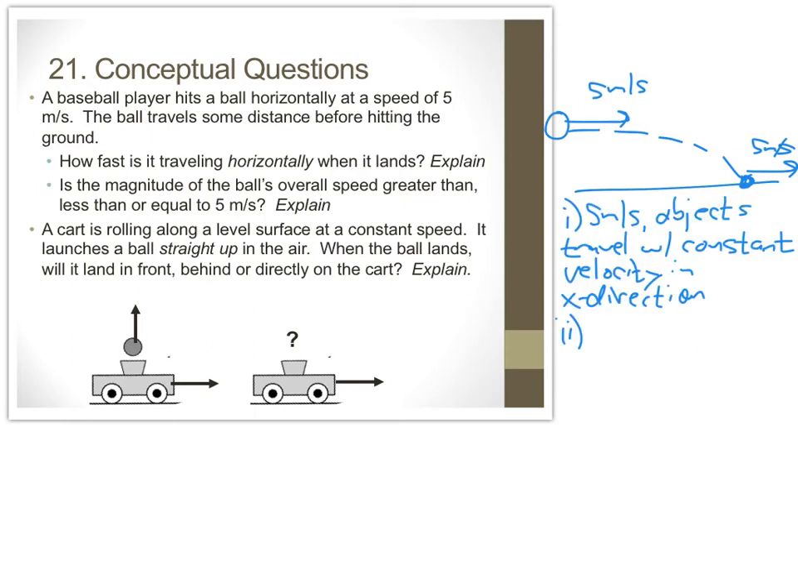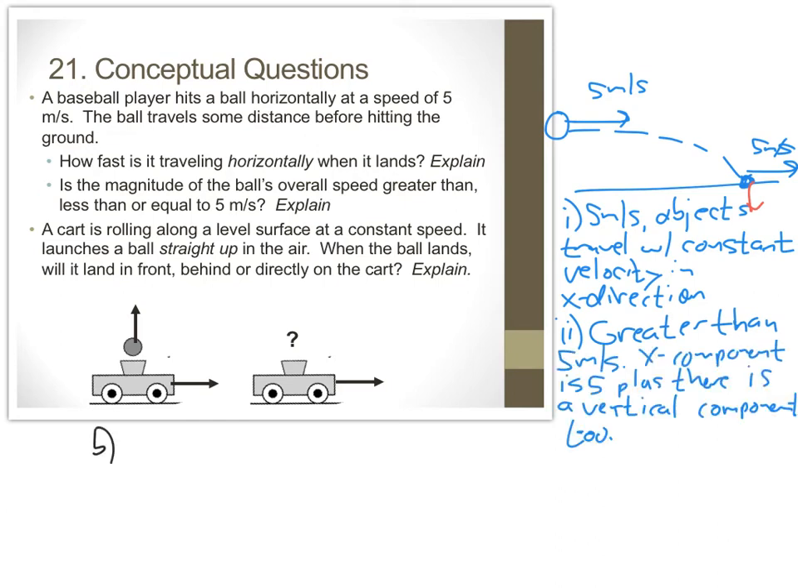Our next question asks about the overall magnitude of the speed when it lands. Is it greater than, less than, or equal to 5? That is going to have to be greater than, because keep in mind, in addition to that 5 meter per second horizontal component, we also have a vertical component. And so the combination of those two is going to lead to an overall magnitude greater than 5.